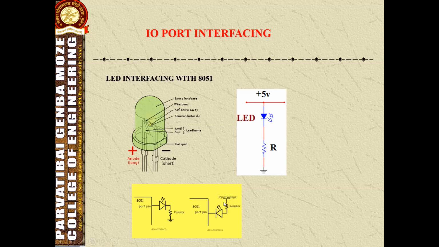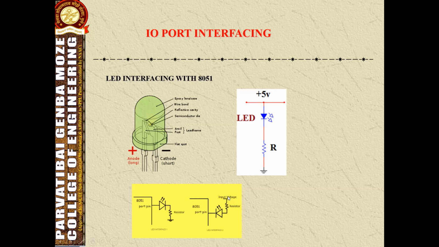The other method of connection is different. In this method, connect the anode of the LED, the positive terminal, directly to VCC, and the negative terminal, the cathode, we connect to the port pin. Current then flows from VCC through the LED to the port. In the previous method, the current was flowing out of the 8051, and the 8051 is not sufficient to provide that much current to the LED.